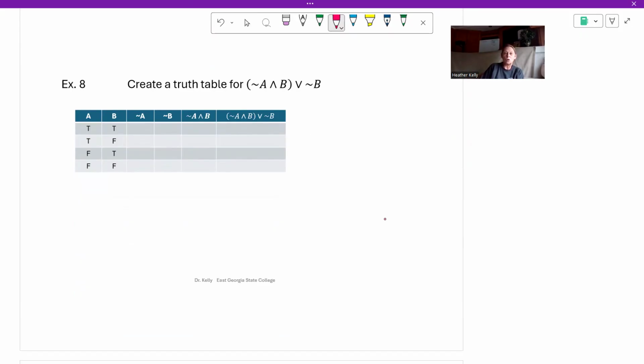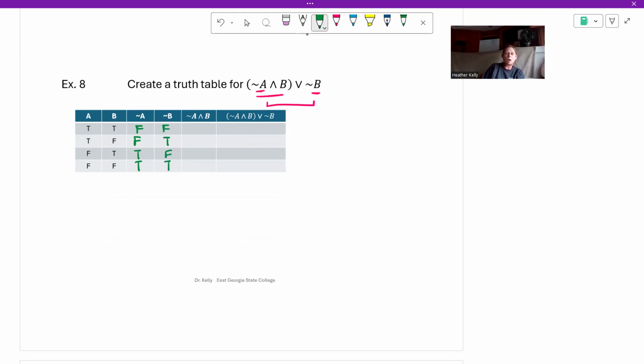Taking a look, we see we're going to have to know what the not A is, and then what the not A and B is, and we have to know what not B is before we can put it all together. First things first, I'm just going to do my nots over here. Our not A's would be false, false, true, true. Our not B's are going to be false, true, false, true.